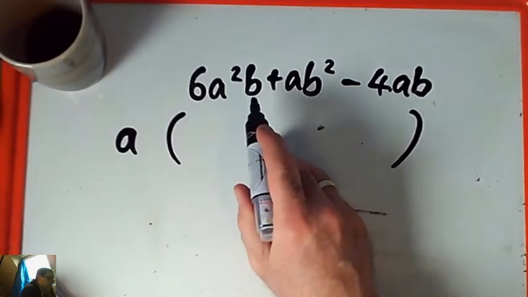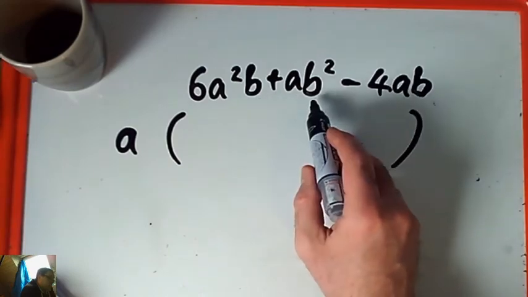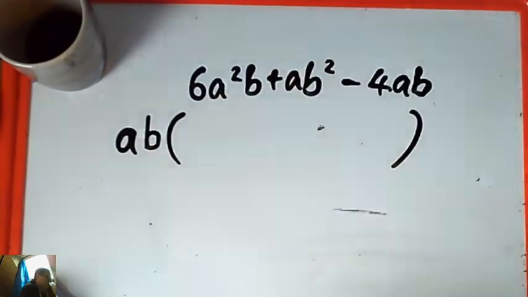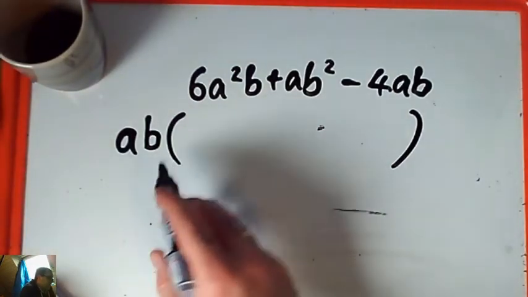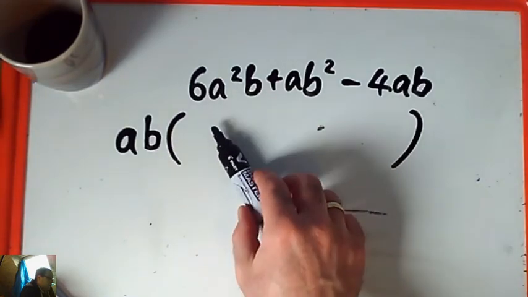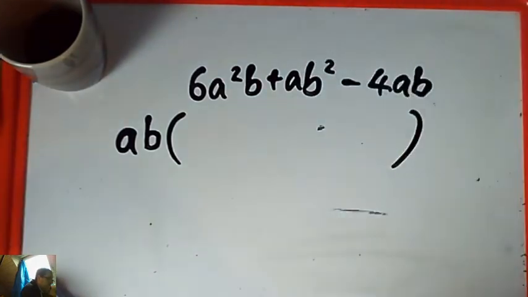And they've all got a b in them, because this one's got a b in it, this one's got a b in it, this one's actually got b times b, b squared. So I can take a b outside the brackets as well. So outside the brackets I can have a times b, and then ask myself the question, ab times what inside the brackets will give me the things I started with.